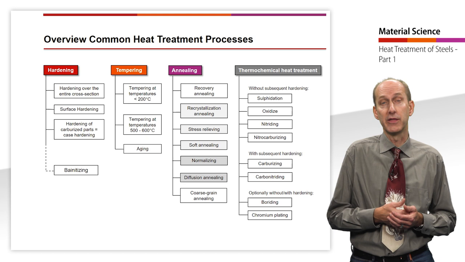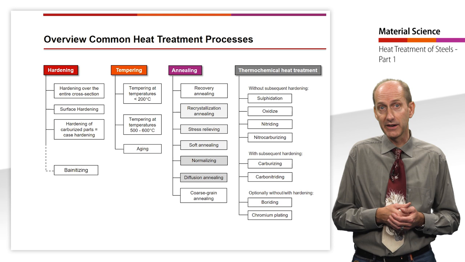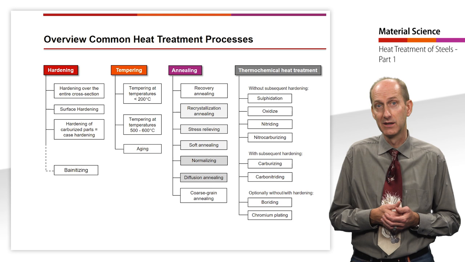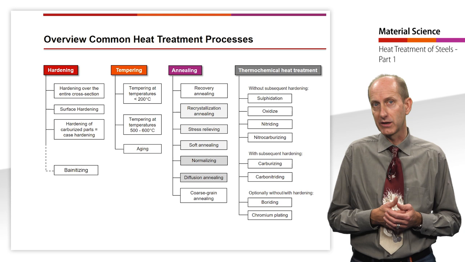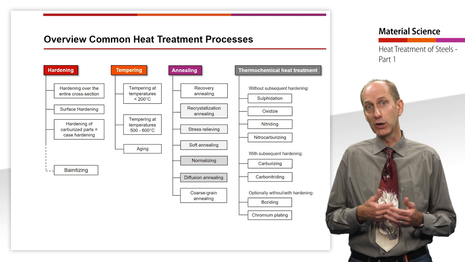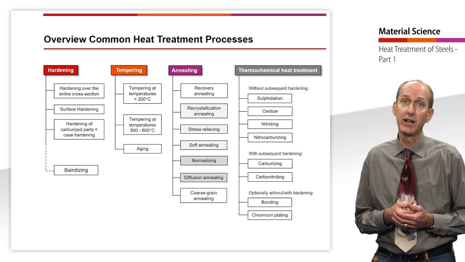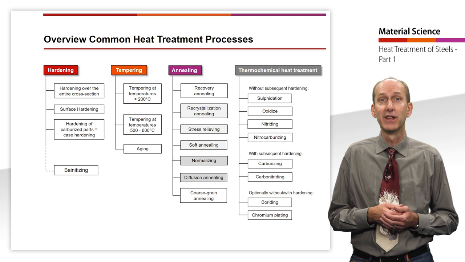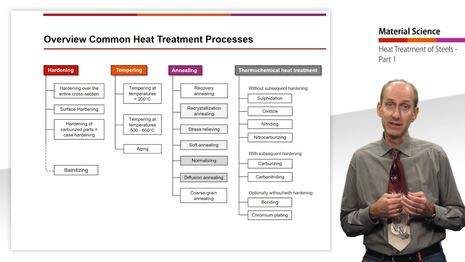This applies, for example, to case hardening or the diffusion treatments chromium plating and boriding. In the figure shown, we can see that the different thermal and thermochemical heat treatment processes are divided into four groups. In the following, we will look at the most important annealing processes. We will limit ourselves to diffusion annealing, normalizing, soft annealing, stress relief annealing, and recrystallization annealing. In this video, we will first take a closer look at the first two annealing processes.